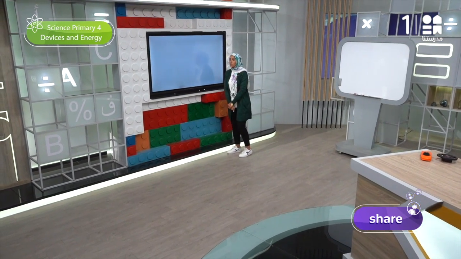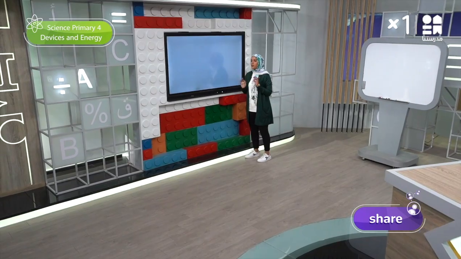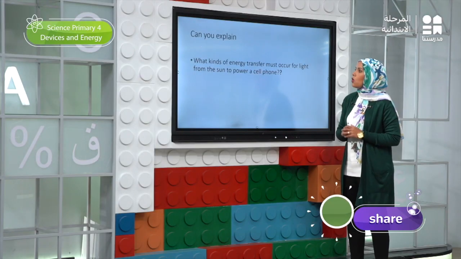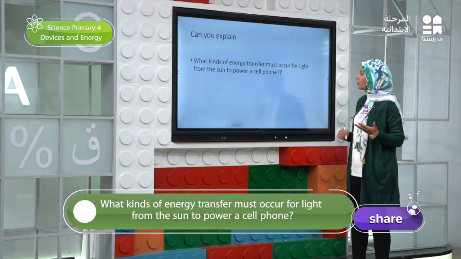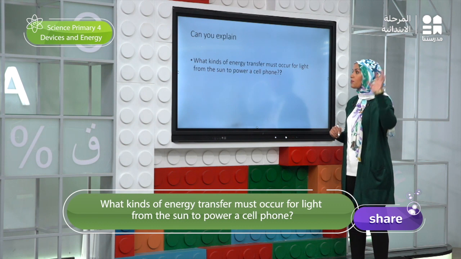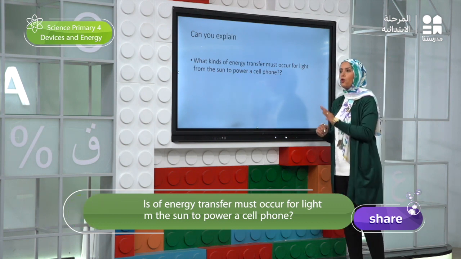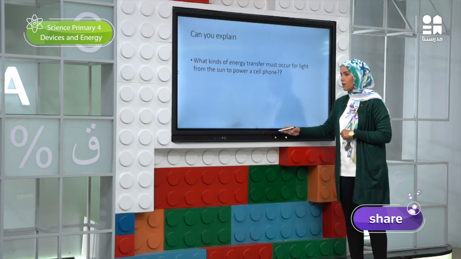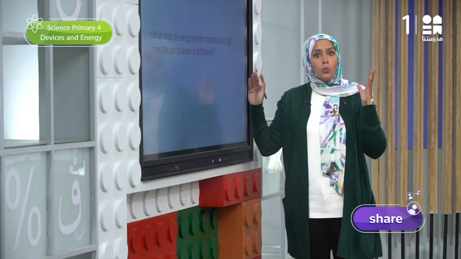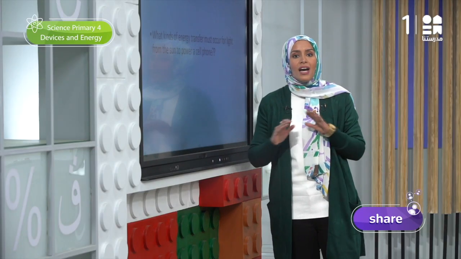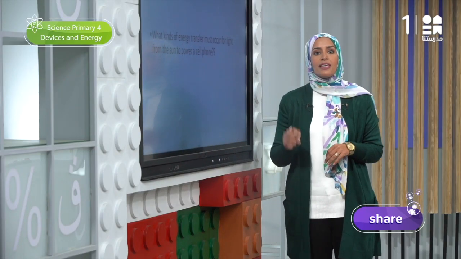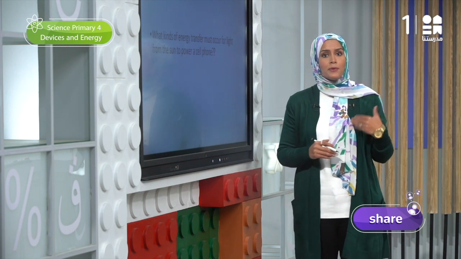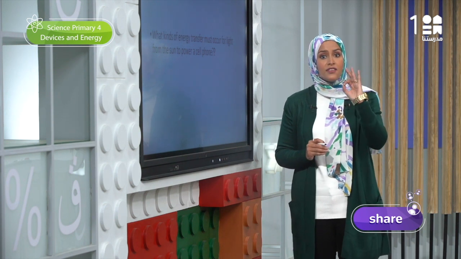Okay, just to remind you, the question is: What kinds of energy transfer must occur for light from the sun to power a cell phone or a mobile? What you need is to collect all the ideas you have learned in the concept because they will help you answer this question in a scientific way.